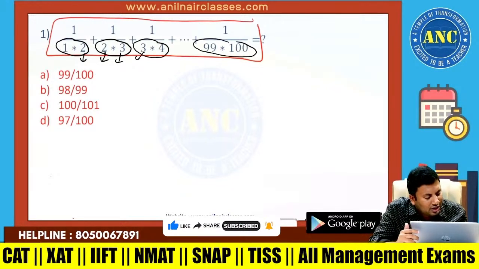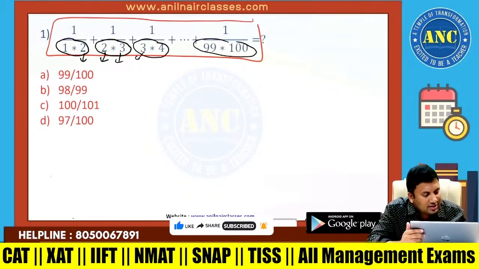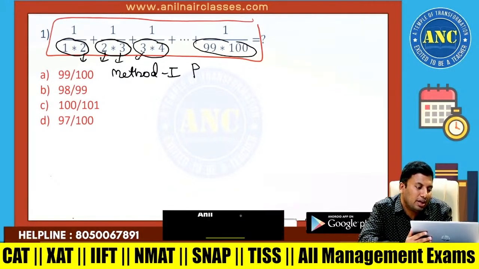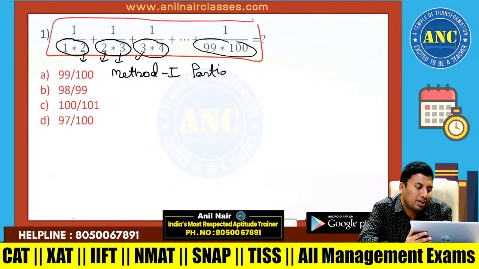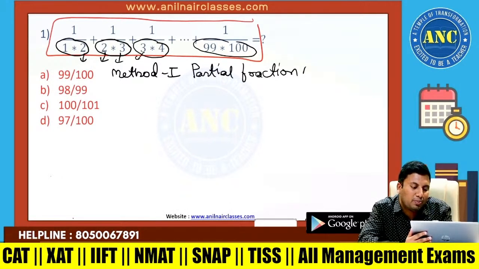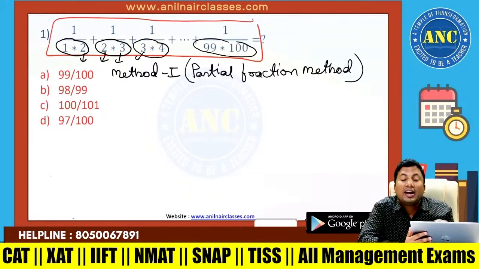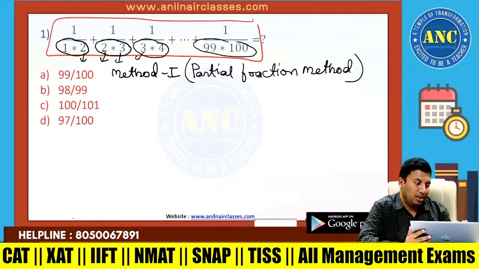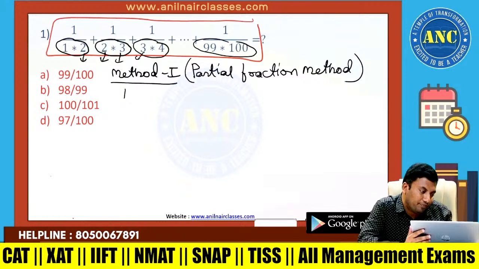Now if I look at this question, most of the students will solve the questions like this. Method 1. Method 1 is nothing but the partial fraction method. What is this partial fraction method? Partial fraction method says that condense the fraction in such a way that only the first terms or last terms are remaining. Values need to be nullified.